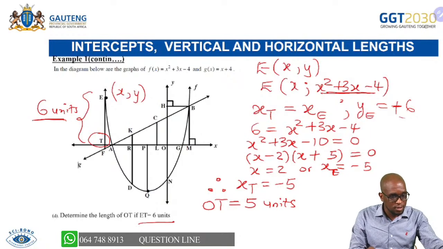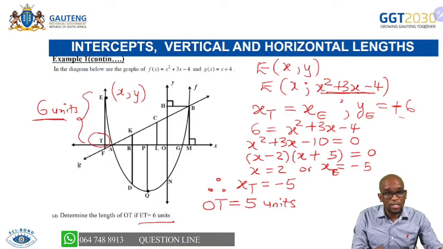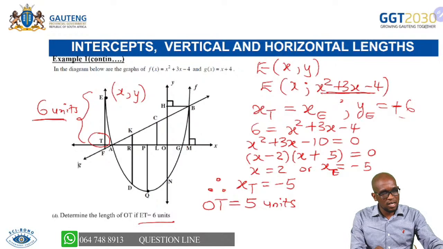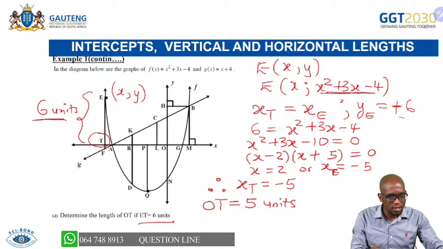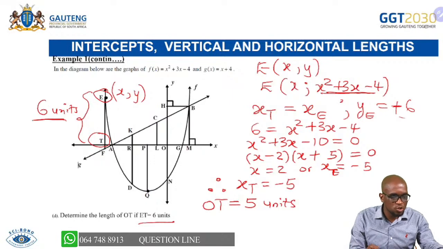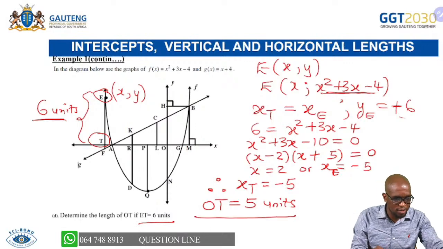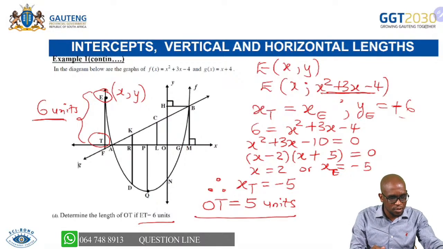Right. Let's just recap what we did. If you look at this particular problem, you are given the vertical line ET. In that vertical line, point E is on the parabola and point T is on the x-axis. Now, we want to find the value of x along that particular line. So we just substituted 6 into the equation of the parabola, and then we solved. So we got the value of OT to be 5 units.